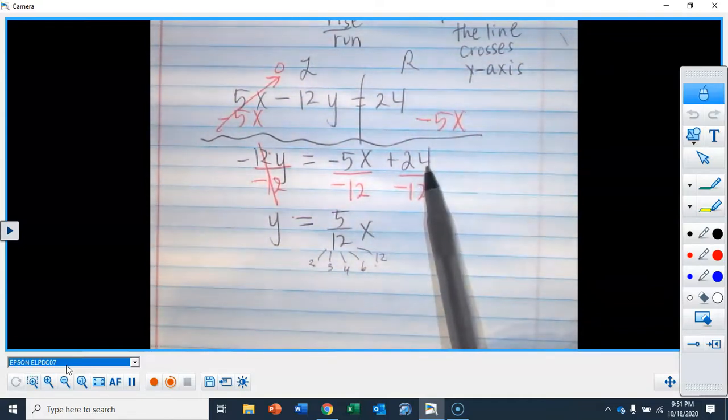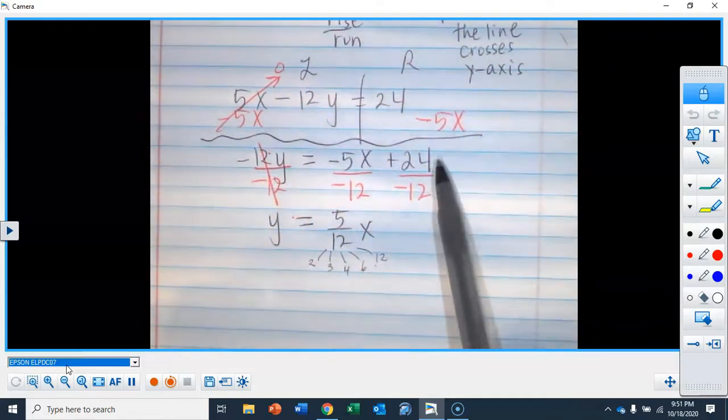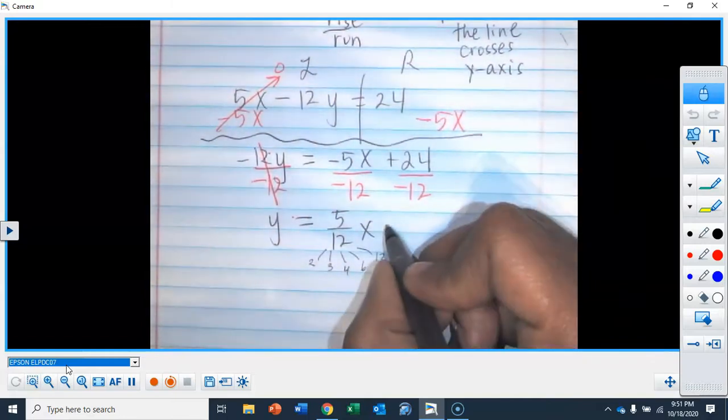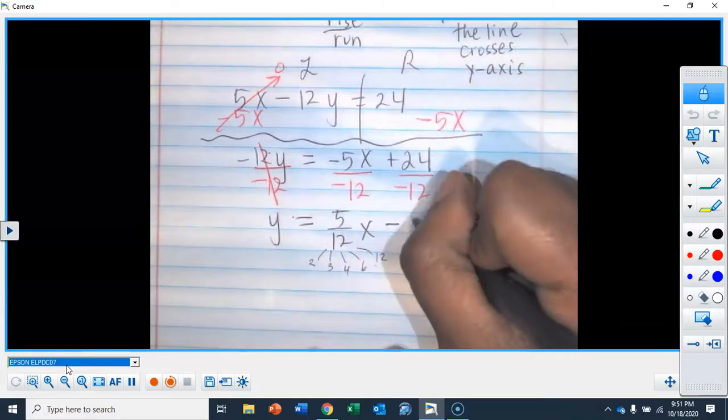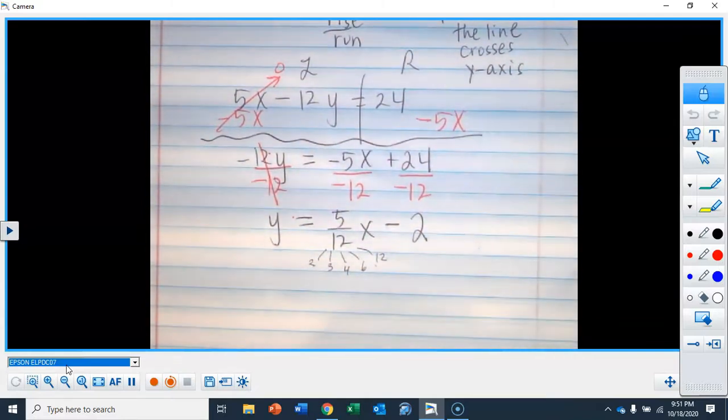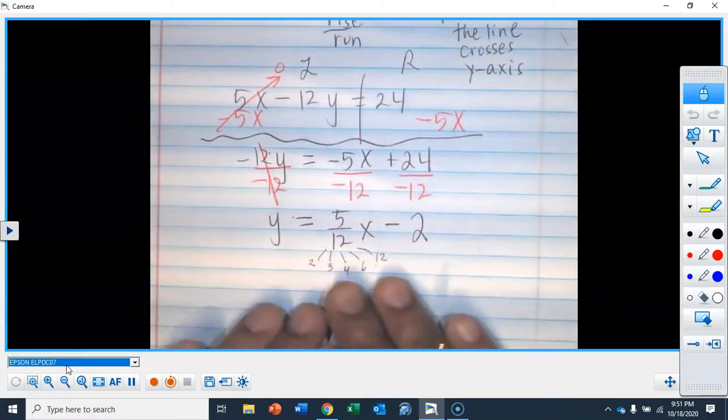Now here, 24 divided by negative 12. A positive divided by a negative is a negative, so I'm going to put my negative. And what is 24 divided by 12? The answer is 2, because 12 times 2 is 24. So now you have this.